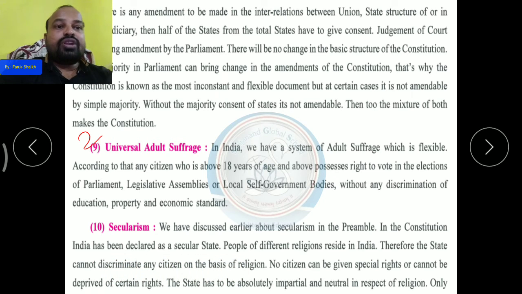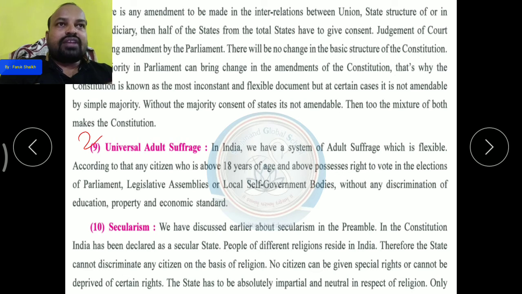People of different religions live in India, and that is why the Indian government, Indian rulers, Indian people cannot discriminate against any citizen on the basis of religion. यानी कि धर्म के आधार पर किसी का भेदभाव नहीं कर सकते हैं. No citizen can be given special rights or be deprived of certain rights. Like the right to equality, everyone has the right to equality.